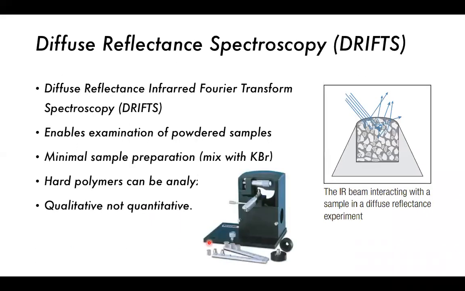Diffuse reflectance infrared Fourier transform spectroscopy, or DRIFTS, is useful for the examination of powdered samples, and it also has minimal sample preparation. We just simply mix it with KBr, and so hard polymers can be analyzed, and this is qualitative, not quantitative. We cannot use this for quantitative measurements because we are mixing it with KBr. So the IR beam here is seen to be interacting with the sample in a diffuse reflectance experiment. The IR beam is incident on the sample, and then it is going to be reflected in many different directions.